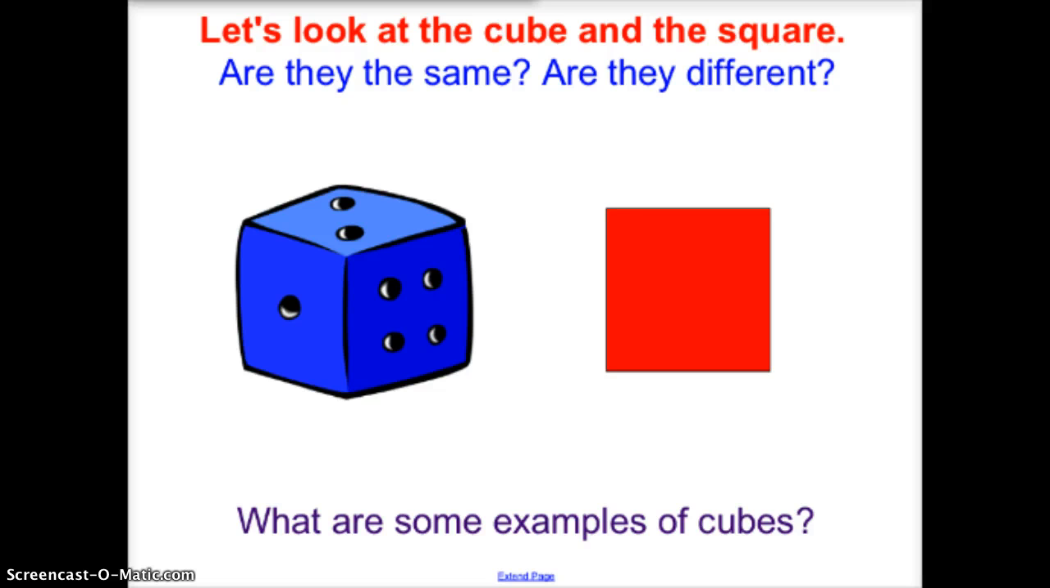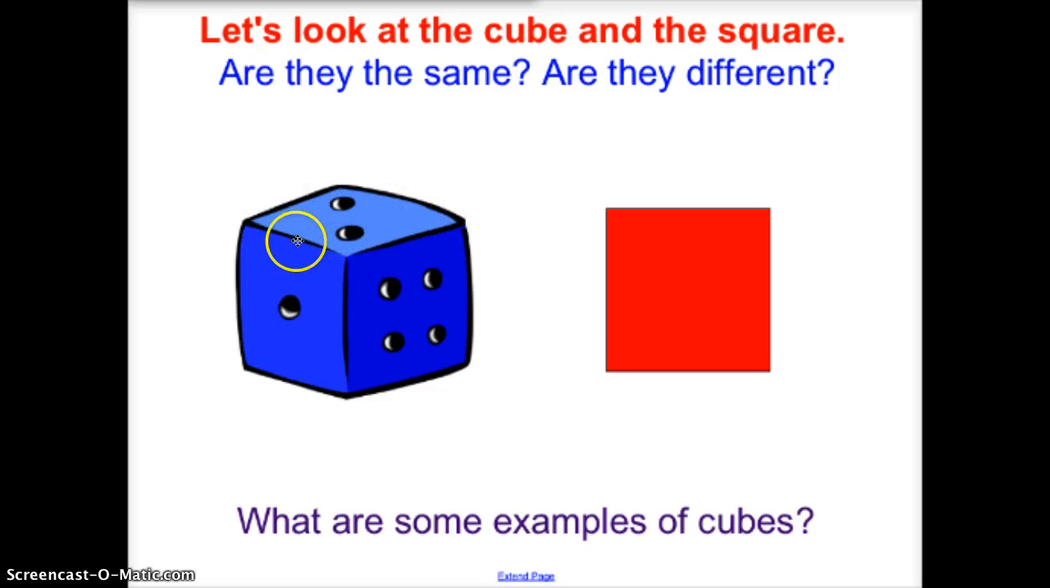Now we're going to look at a cube and a square. There's some things that are the same and some things that are different. Look at the two shapes down below. Look at the dice and look at the square. Think about what is the same and what is different. When I look at this, I see that this is just a square. But when I look at the dice, I see that it's a square, but there's a square on multiple edges.